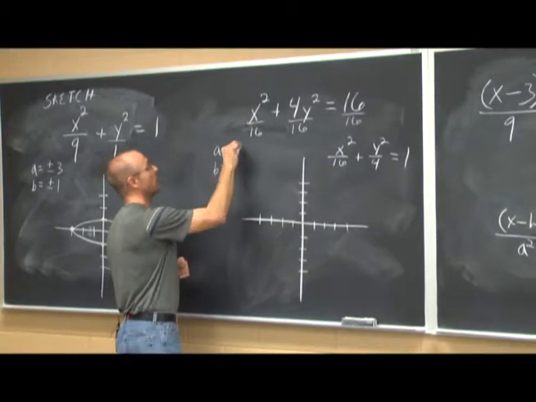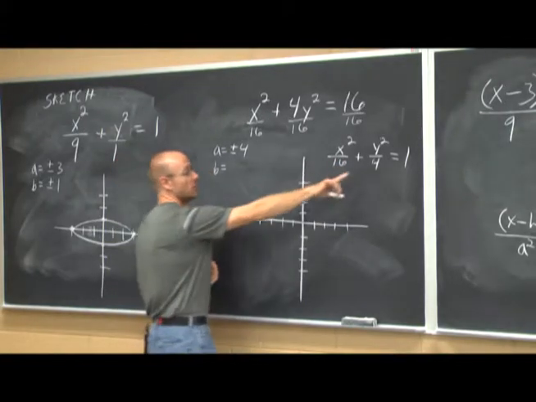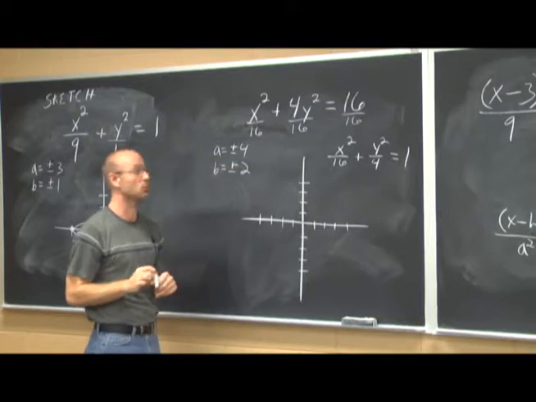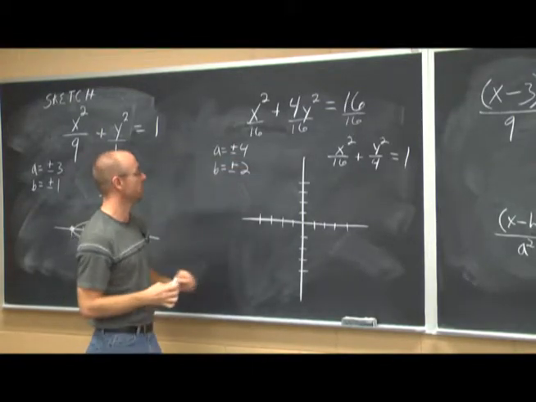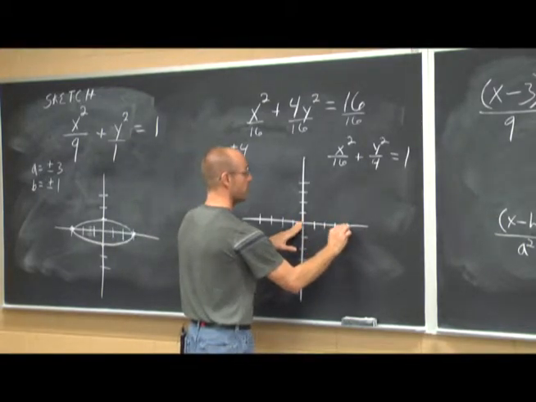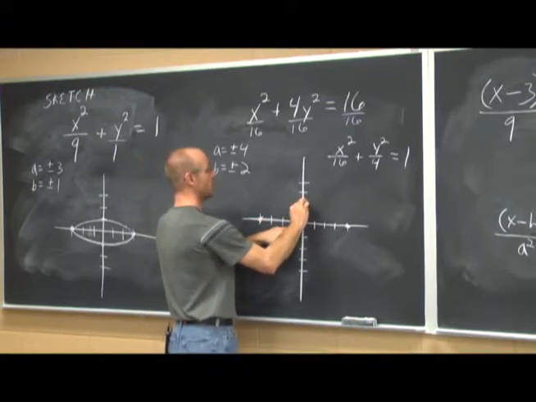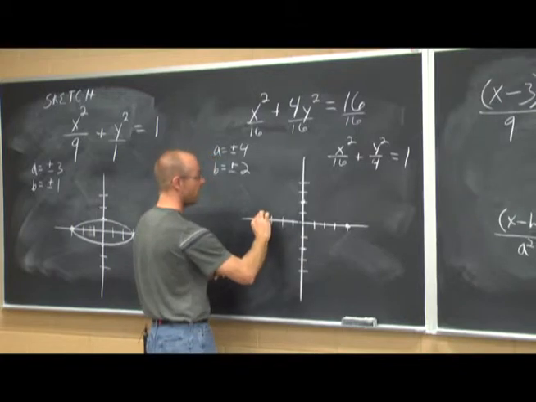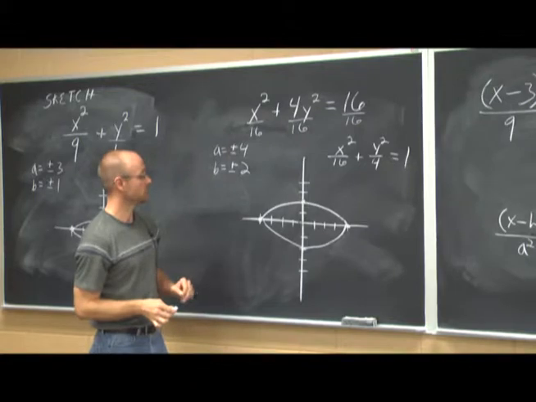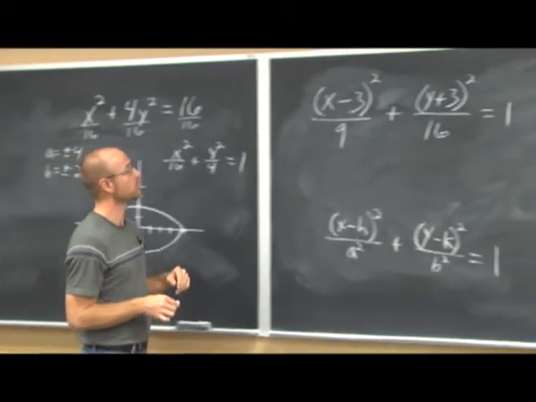A is plus or minus 4. The square root of this is plus or minus 4. My b value, if this is b squared, then b must be plus or minus 2. And now I can go ahead and graph these. Centered from the origin, I'm going to go 4 to the right, 4 to the left, up 2, my b value, and down 2. And now I can graph my ellipse. Pretty simple.